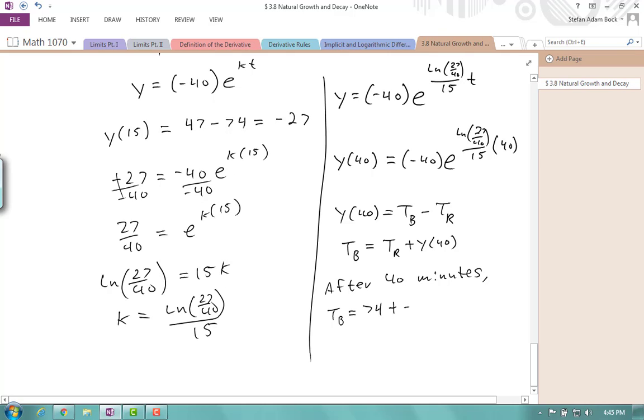So this is negative 40 e to the natural log of 27 over 40 over 15 times 40. And that is degrees Fahrenheit.